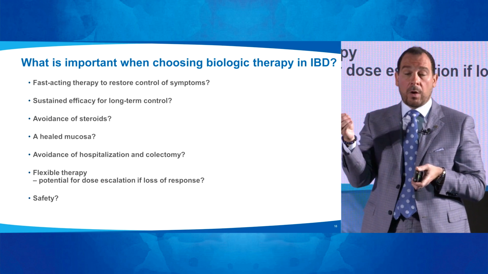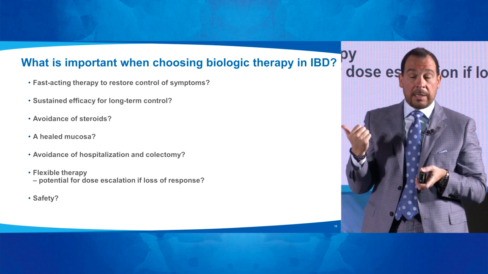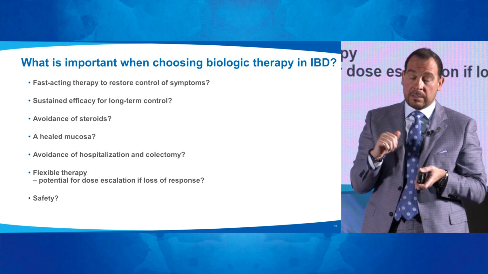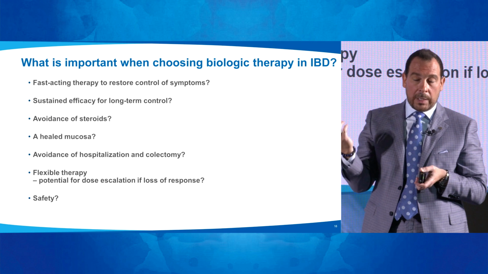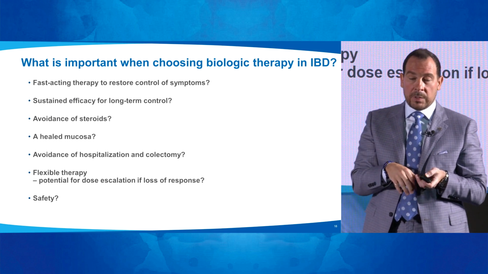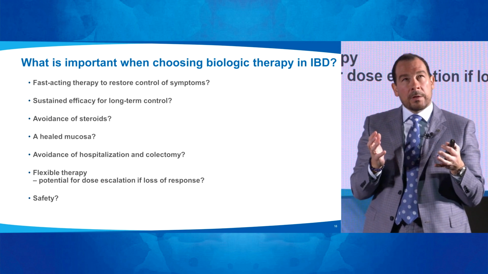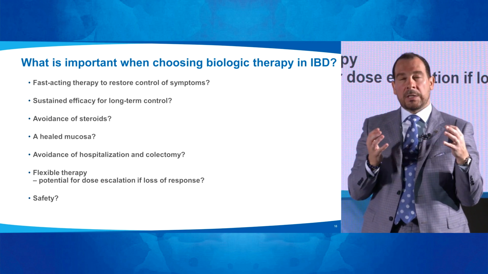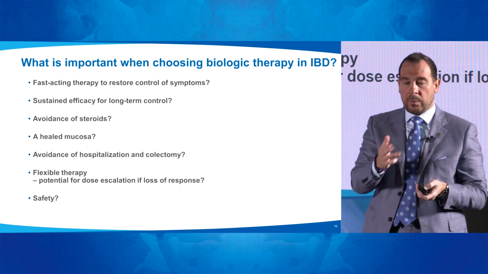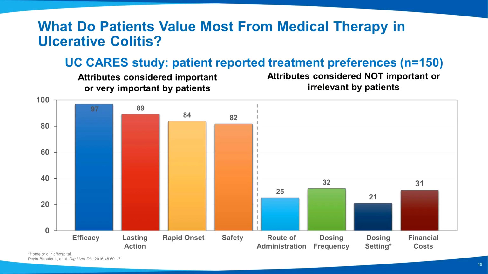They're going to have it chronically. We want drugs that get patients off steroids, and how quickly they do that is different. We want to heal the mucosa. We want to avoid important long-term outcomes. And we need to remember the importance to the patient of not only the route of administration, but the flexibility in therapy, and we've already touched on safety.